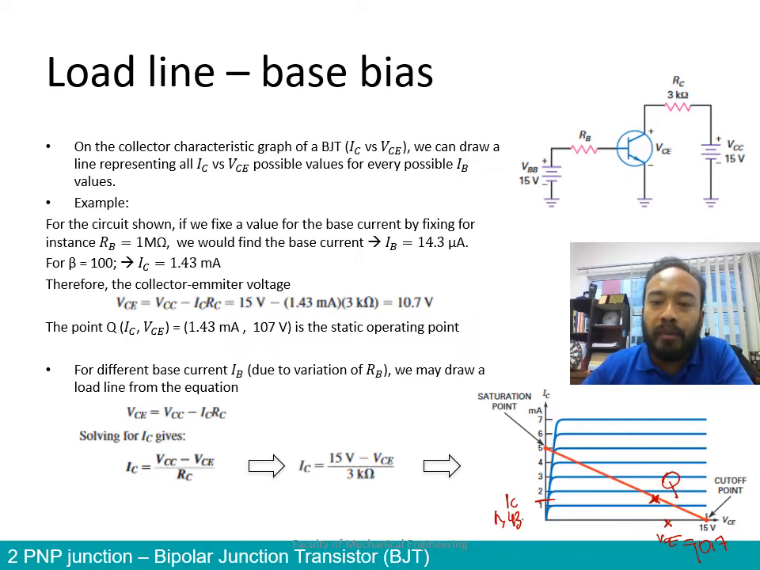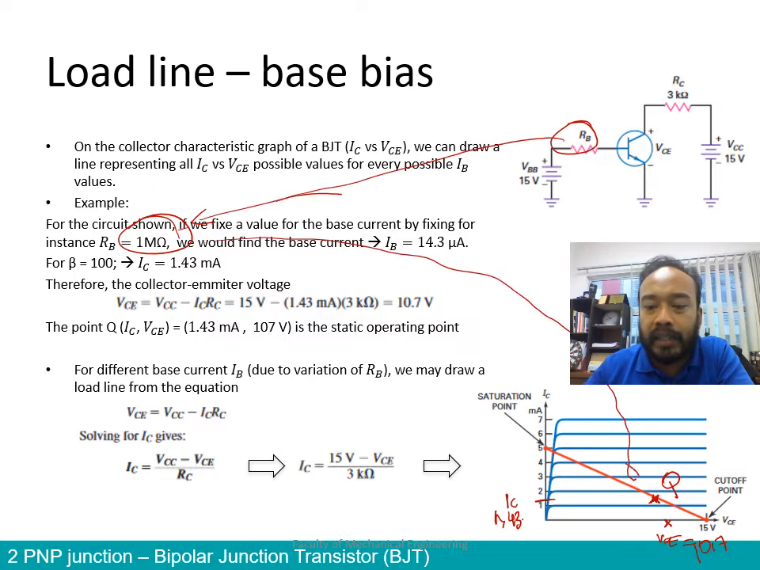So if you have your RB equals to this value of 1 mega ohm, that will result in your transistor operating at this particular point. Okay, so it's operating at this particular point. But of course, what would happen is that we can change the current of IB. This current IB, we could change it by changing the resistor RB. So for different current of IB, due to the variation of RB, we may draw a line, what we call as load line, from the equation.